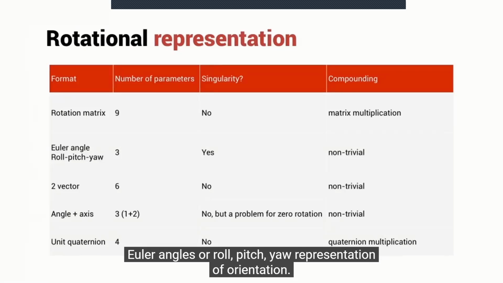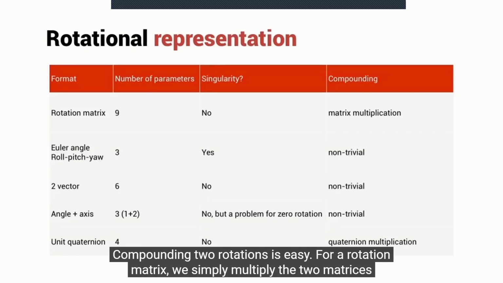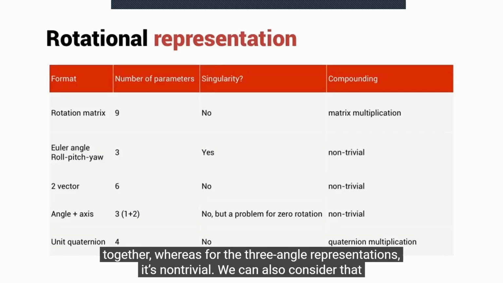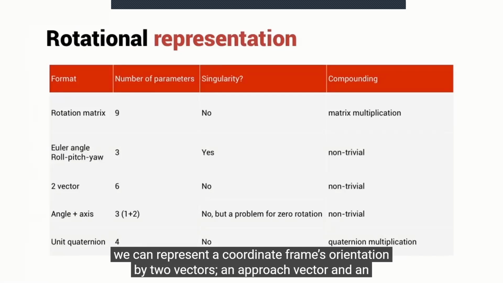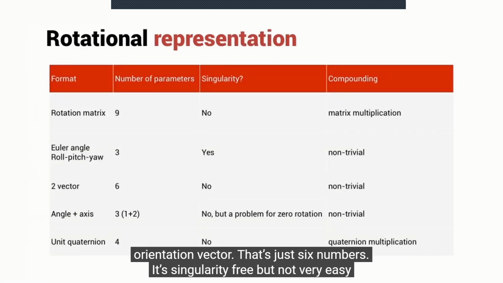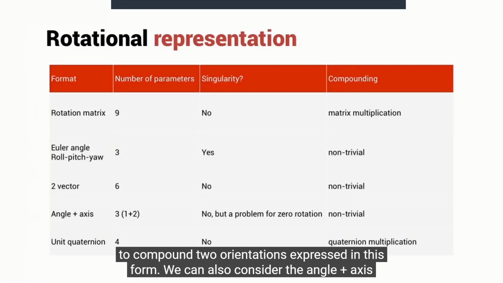Compounding 2 rotations is easy. For a rotation matrix, we simply multiply the 2 matrices together, whereas for the 3-angle representations, it's non-trivial. We can also consider that we can represent a coordinate frame's orientation by 2 vectors, an approach vector and an orientation vector. That's just 6 numbers. It's singularity free, but not very easy to compound 2 orientations expressed in this form.